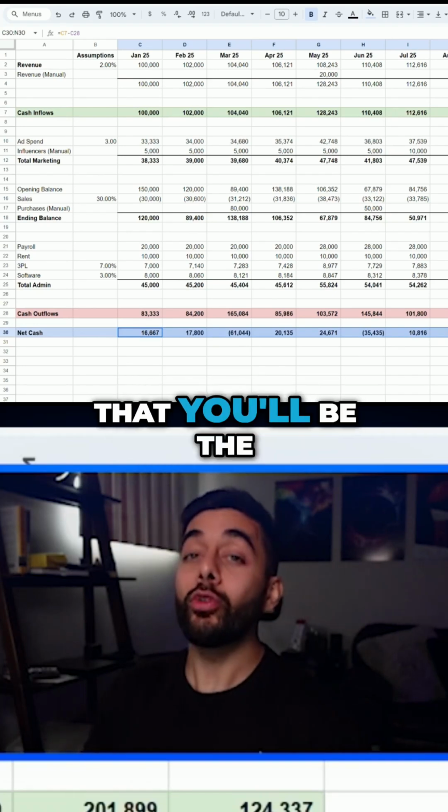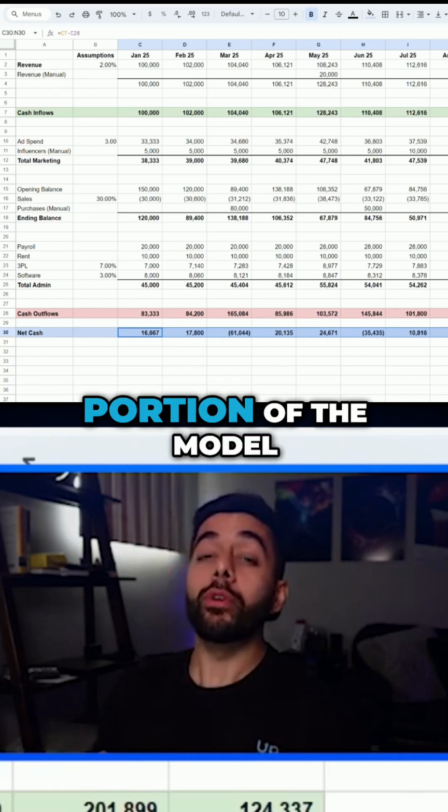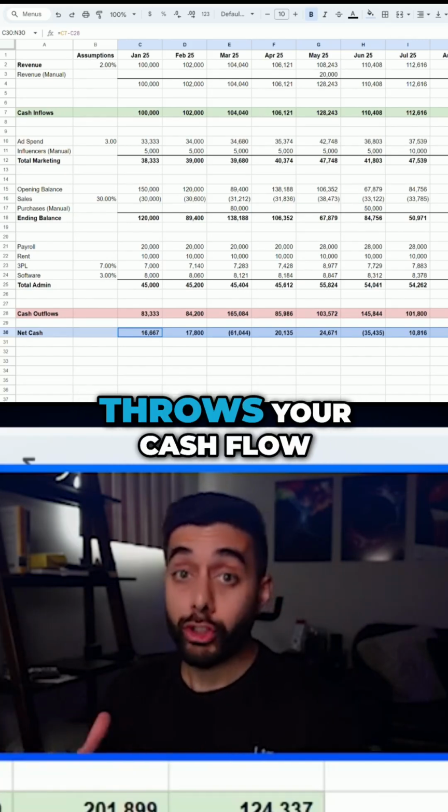Generally speaking, the months that you'll be the most cash flow negative are the ones where you have to make big inventory purchases. But that's why the inventory portion of the model is so important, because that's the thing that throws your cash flow off the most.